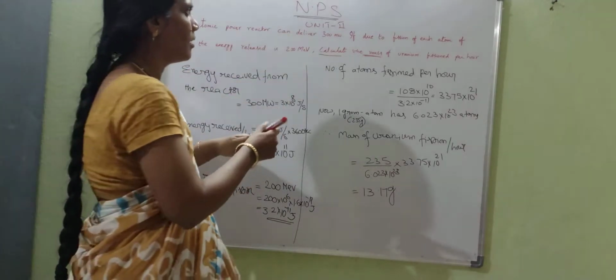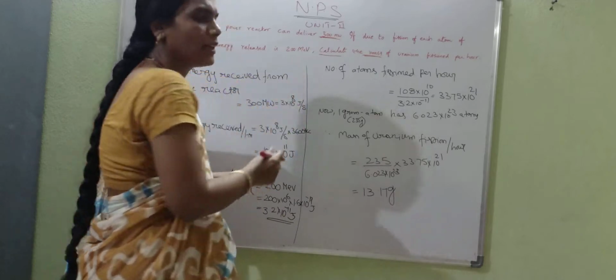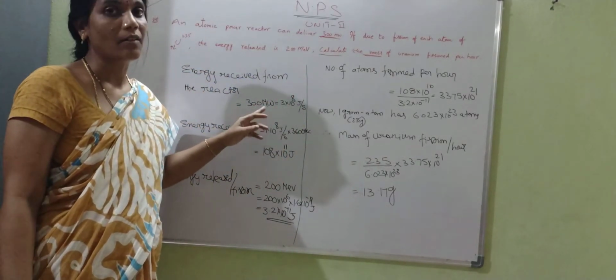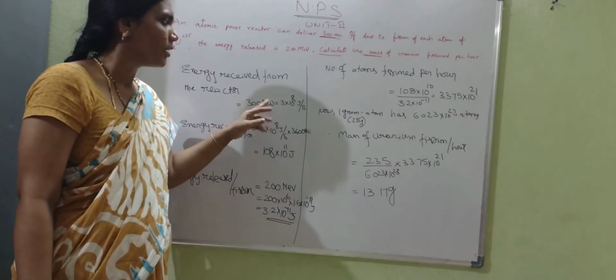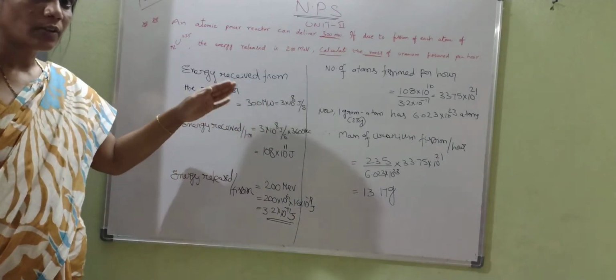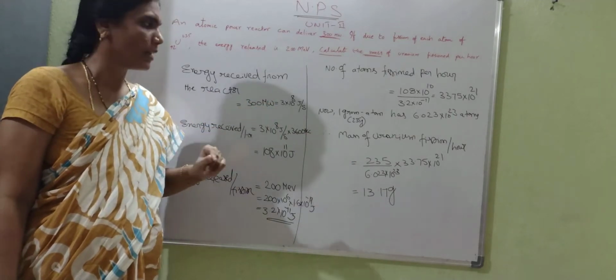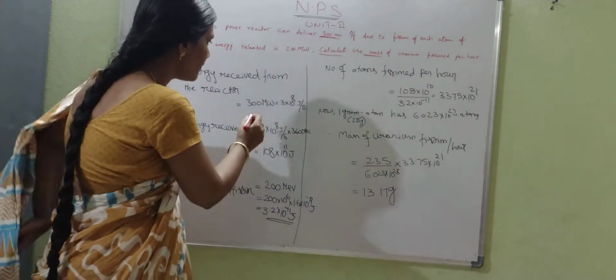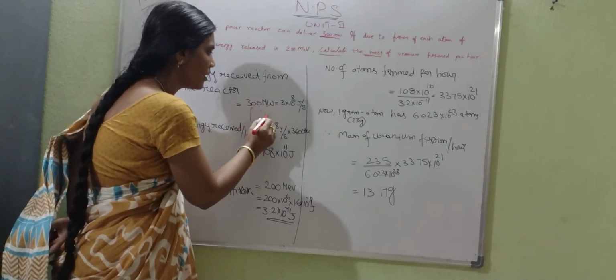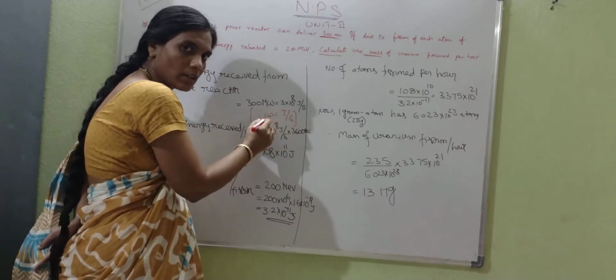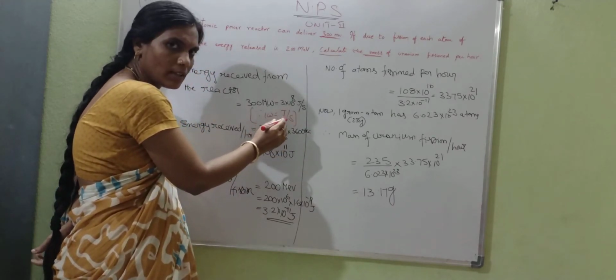So how much energy is received from the reactor? From the given data, 300 megawatt. We have to convert it into joules. 1 watt equals how much? Joule per second, since watt is equivalent to joule per second.